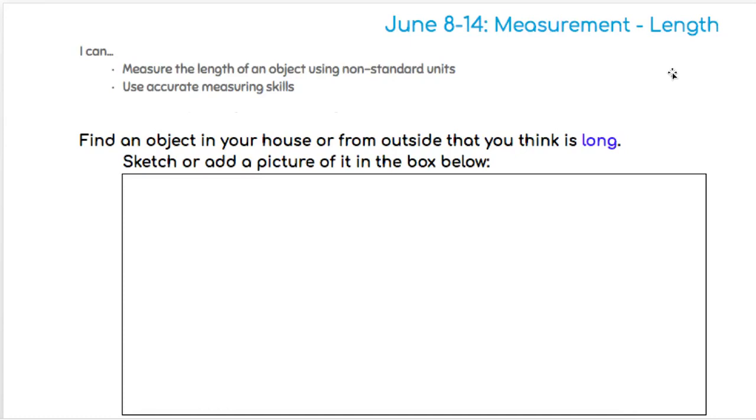Hi everyone. For this week's math activity, we're focusing on measurement and we're going to use non-standard units of measurement to measure the length of something. So what does that mean?